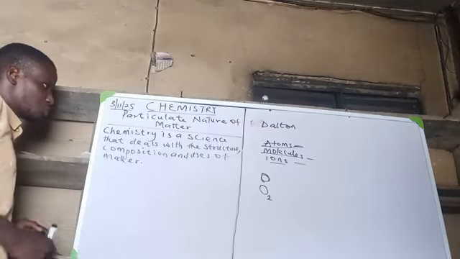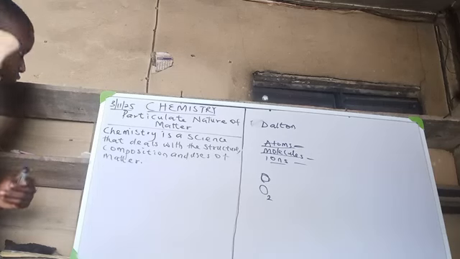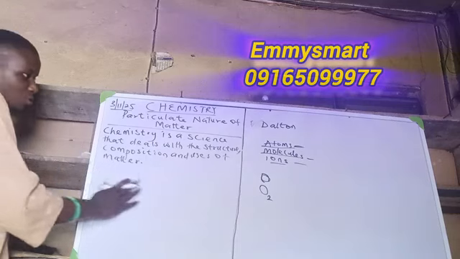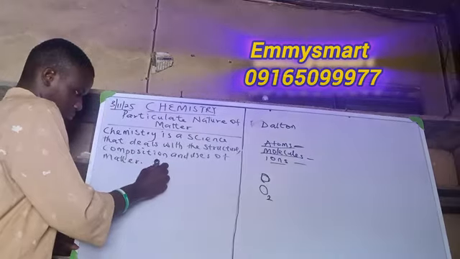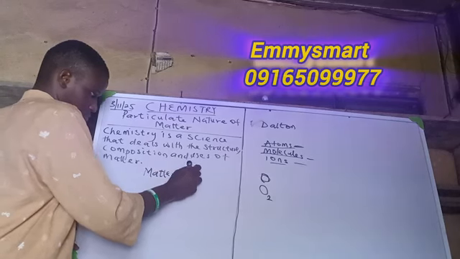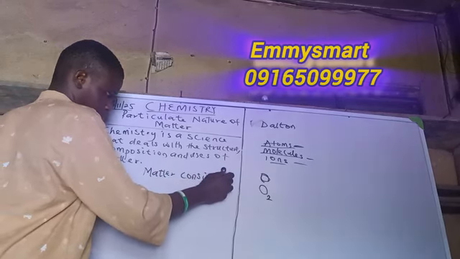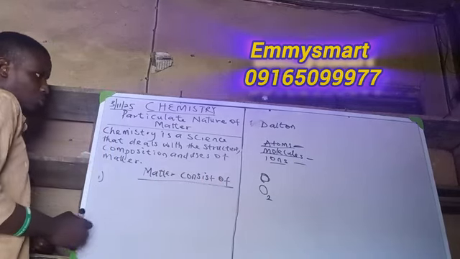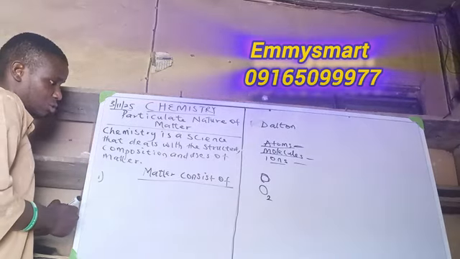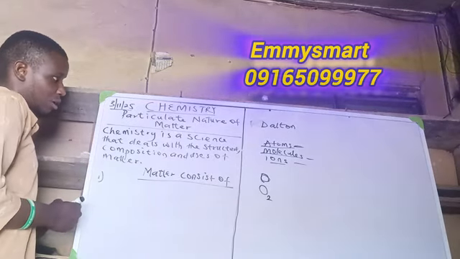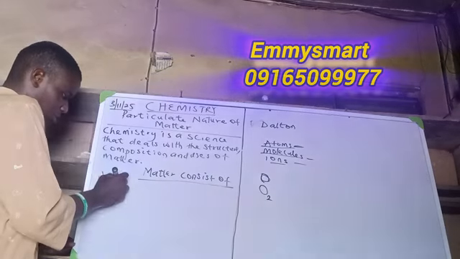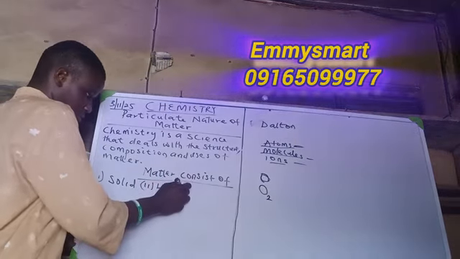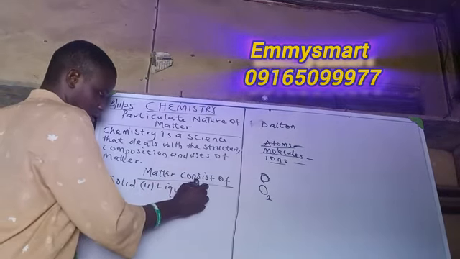Chemistry is a science that deals with the structure, composition, and uses of what? Of matter. So we say matter consists of what? We have states of matter, right? And under the state of matter, we have solid, liquid, and gaseous states.